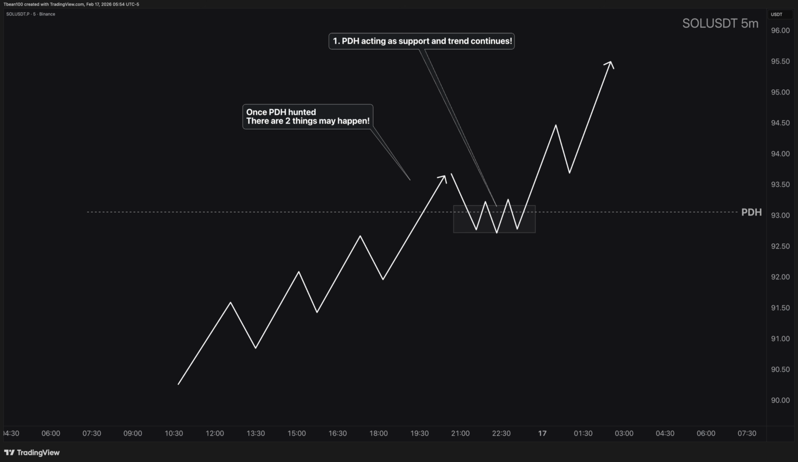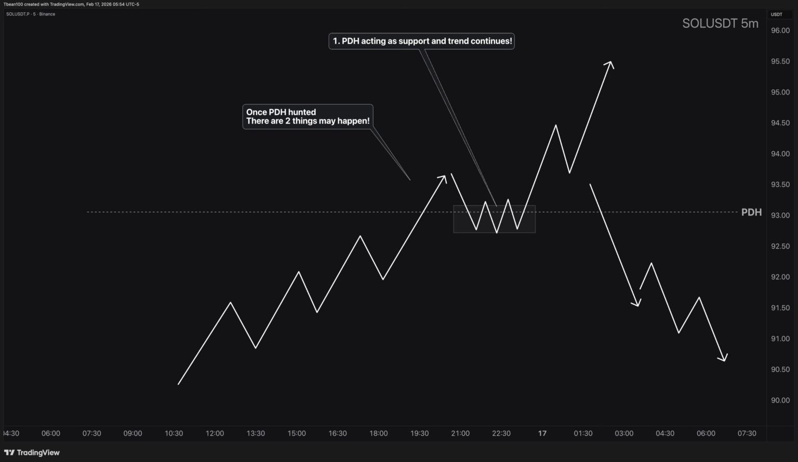First of all, in many cases, these institutional levels can act as strong support or resistance areas, and the obvious trend may simply continue in the same direction. That is exactly what I expected to happen on the Solana chart we just analyzed together.